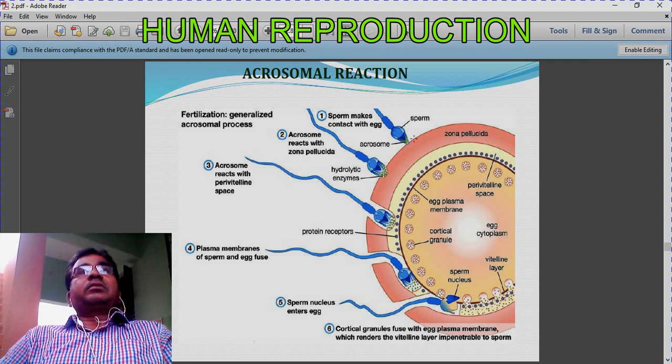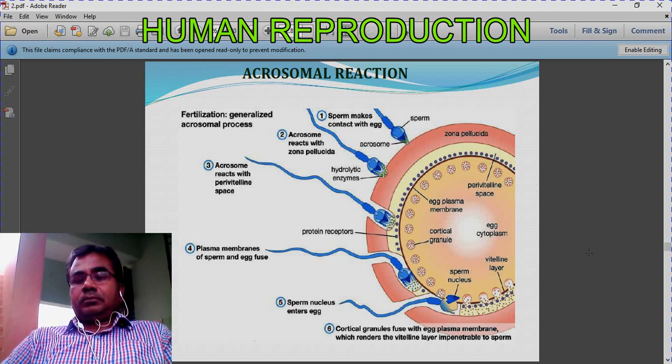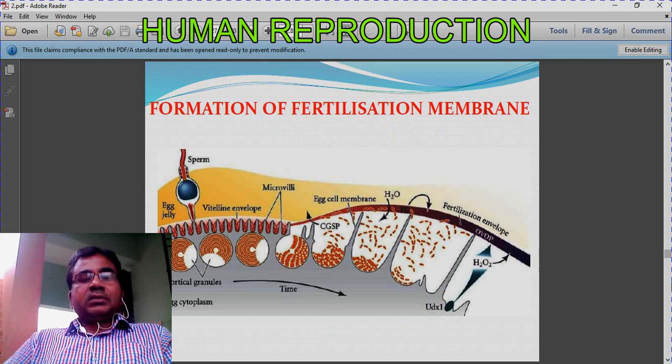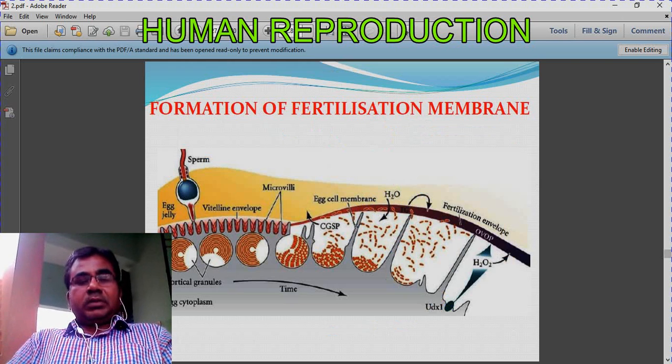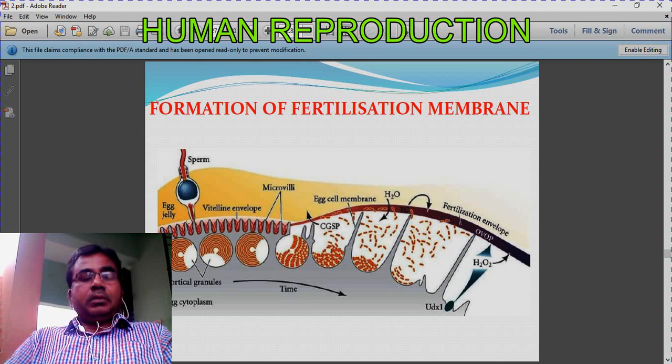So this reaction is called acrosomal reaction. Actually, this process is capacitation. Capacitation is the ability of the sperm to penetrate the ovum. Formation of fertilization membrane. So this is the enlarged structure of the fertilization. This is the sperm and this whole structure is the ovum. Once the sperm gets into the ovum, what is produced? An envelope is produced, a membrane. What membrane? Fertilization membrane is produced.